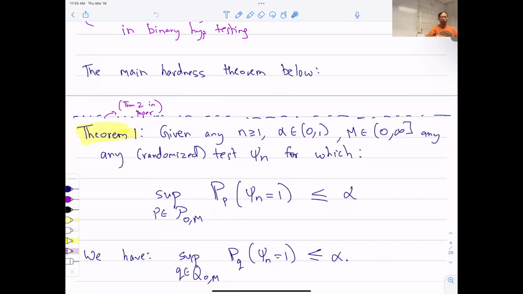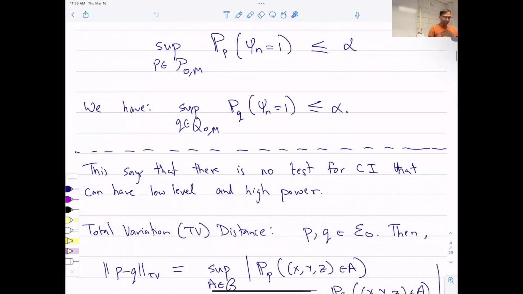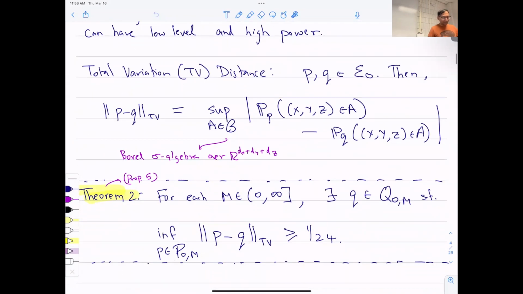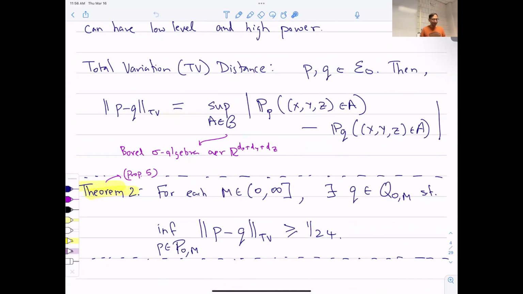I'll talk to this once more tomorrow. Today I just want to tell you the results before we close. So that's their first result: there is no test for conditional independence that can have low level and high power. The second, you may think it's a distance property of some distributions. The second very interesting result is the following.